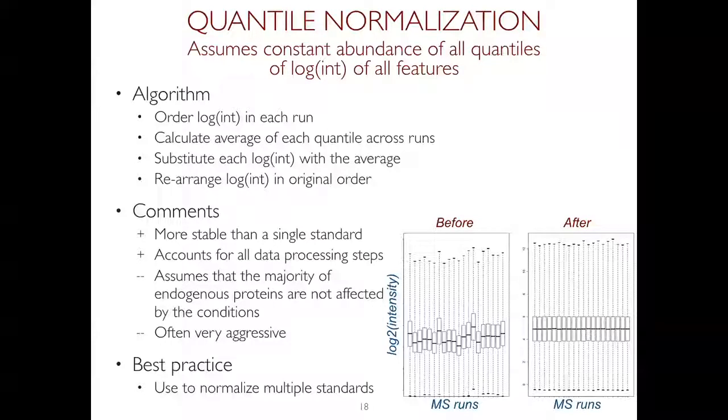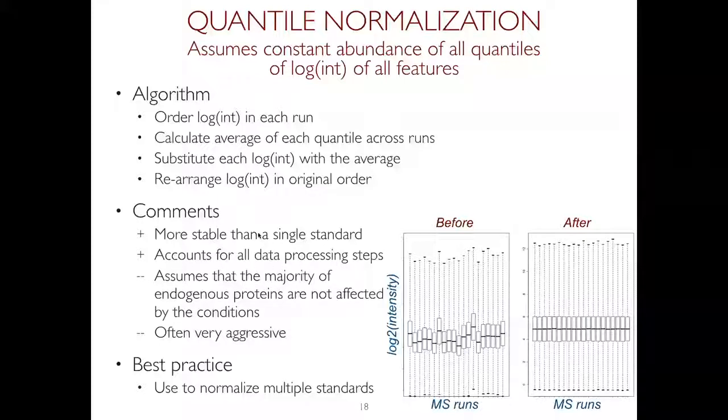So quantile normalization is often used, but we really don't advocate using it for anything beyond this type of situation, when we have many labeled reference standards. Just in terms of the algorithm, we order log intensity in each run, calculate the average of each quantile across the runs, substitute the log intensity in each run with the average, and rearrange log intensity in the original order. This algorithm was originally developed for gene expression microarrays. And it is good because our normalization is very stable because it relies on many data points. Those averages of quantiles in each run are very stable. They account for many things potentially, right?